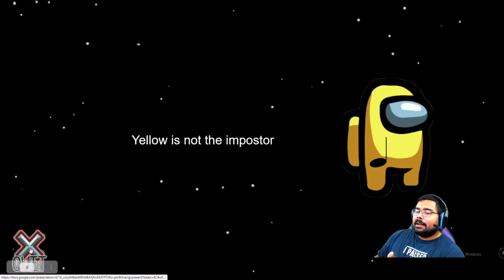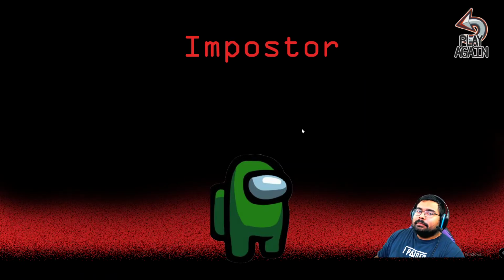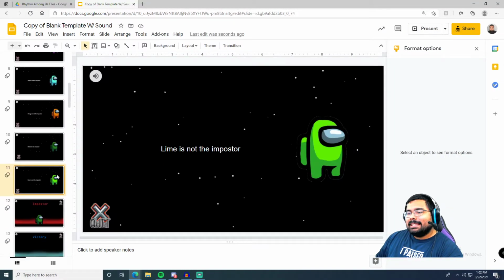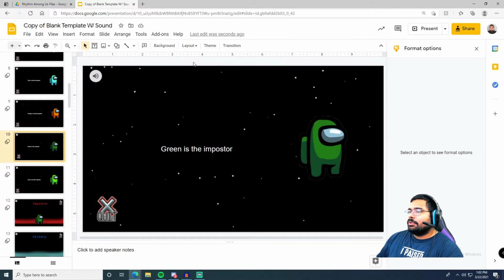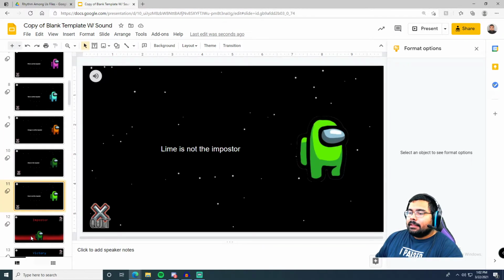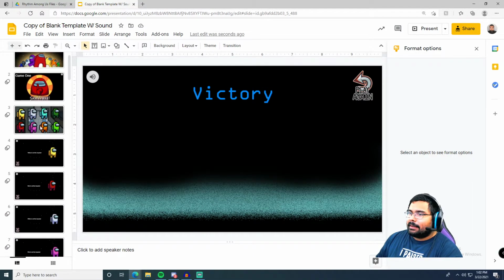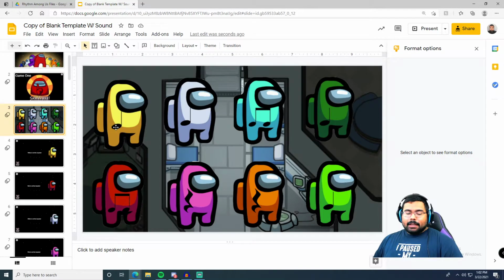So yellow is not the imposter. Let's quit. And now we're at the losing screen, right? But now let's say we win, right? Let's say they choose green, the animation happens, they'll go to the victory. And when we go to the victory, we want everyone to be there. Everyone that's not the imposter, at least. So here's what we'll do.